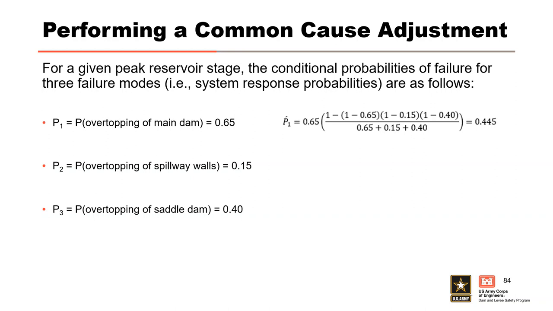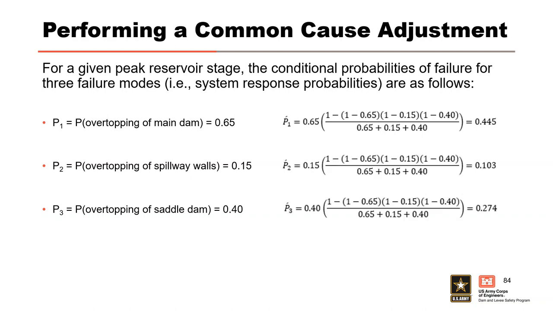This reduces the probability from 0.65 to 0.445. When you make an adjustment, the adjusted probability will always decrease. It will never increase. We then repeat that process for the other two failure modes.